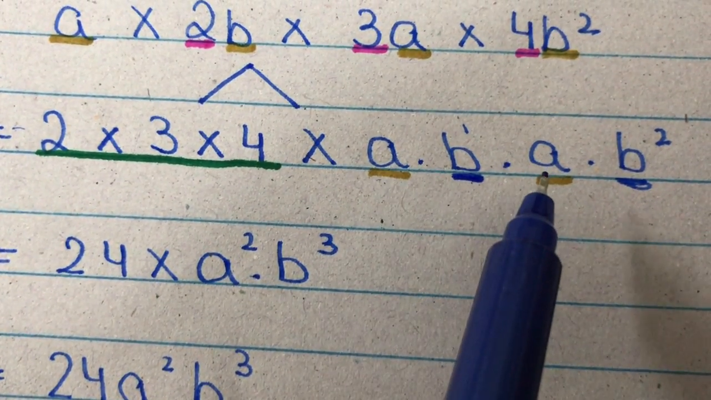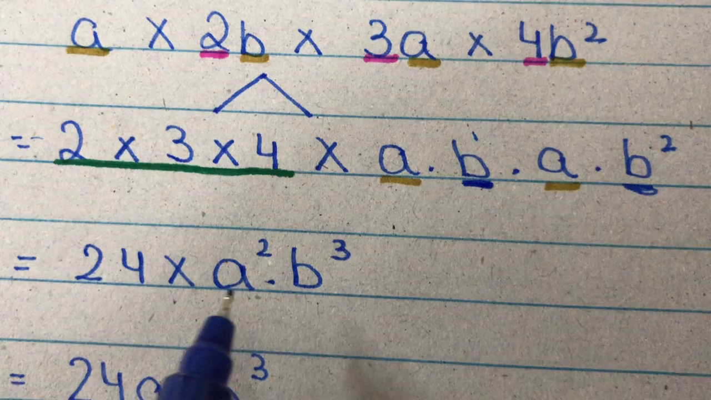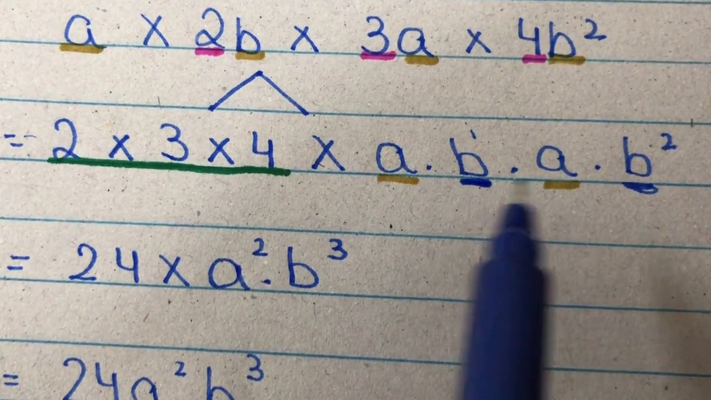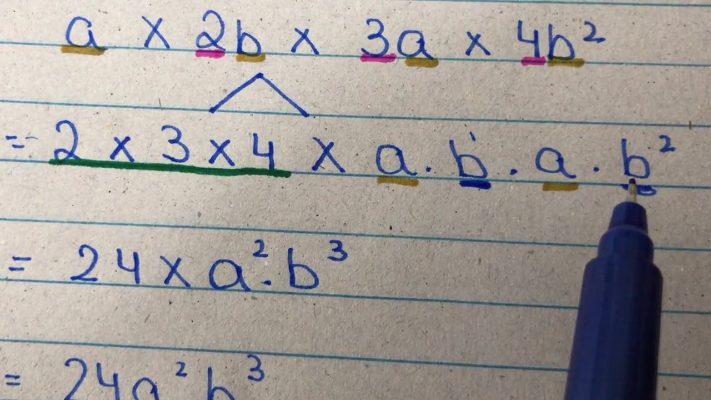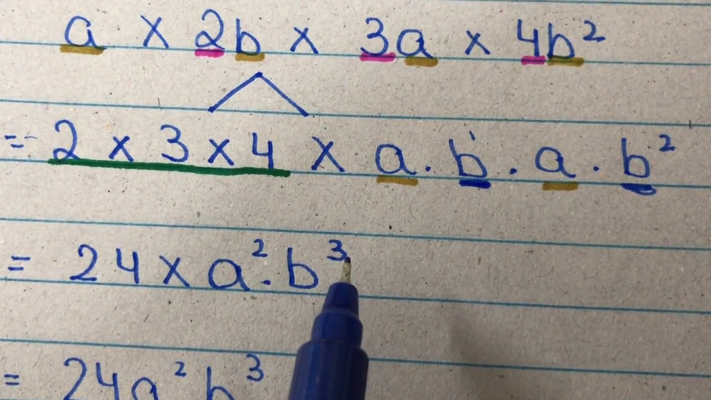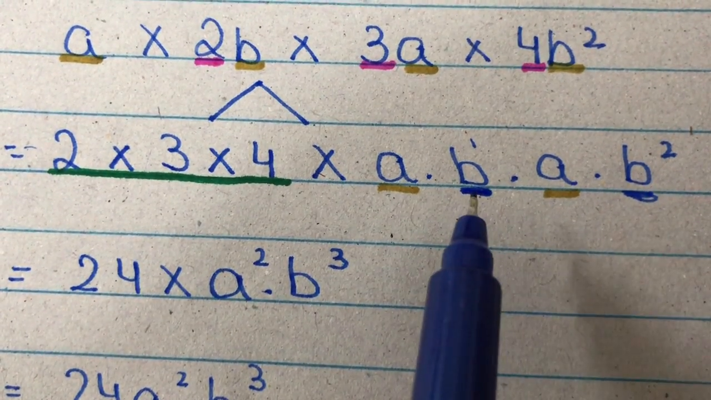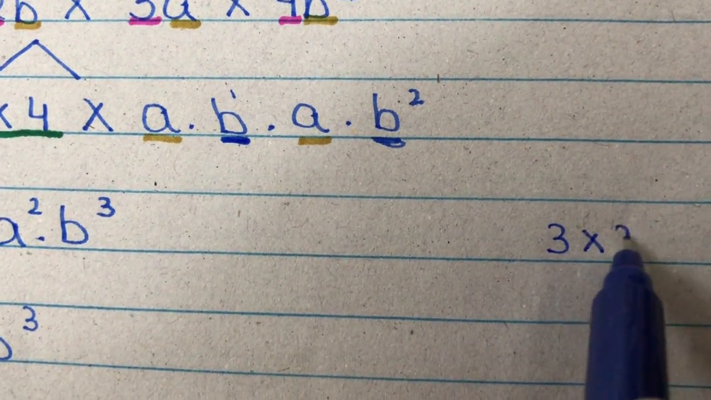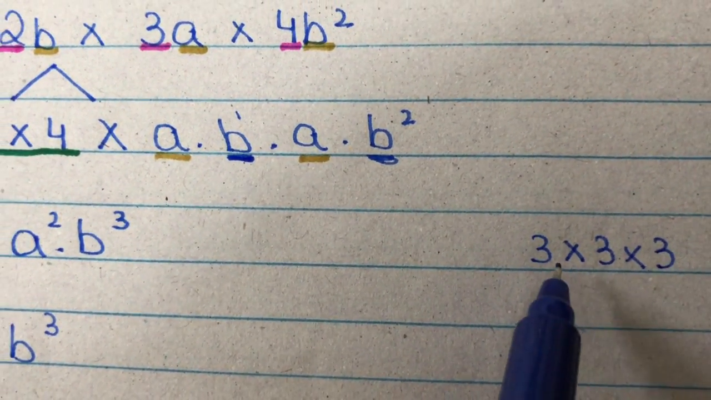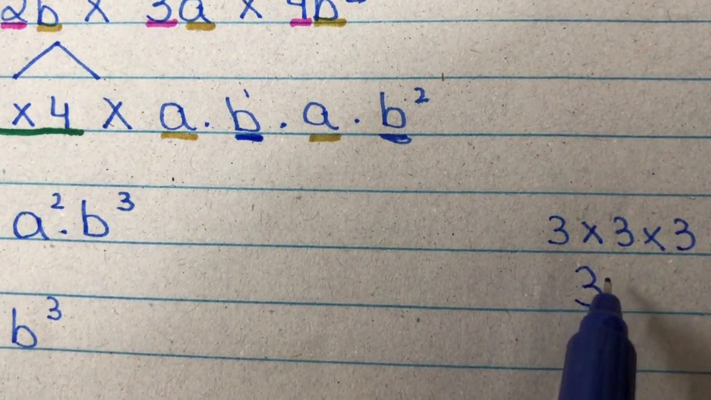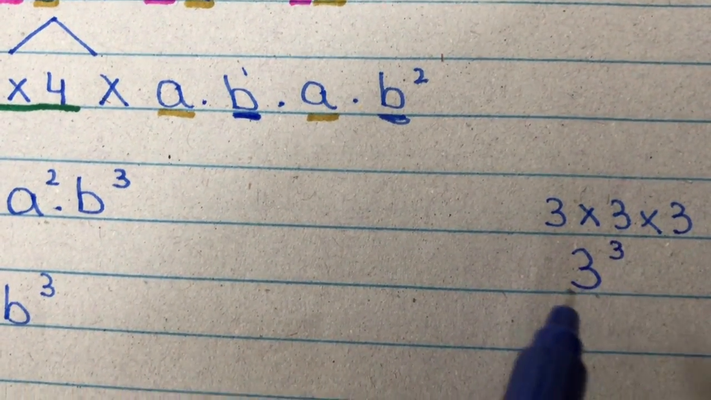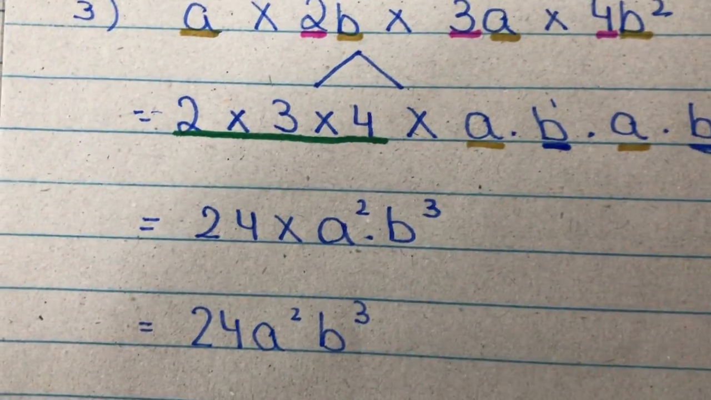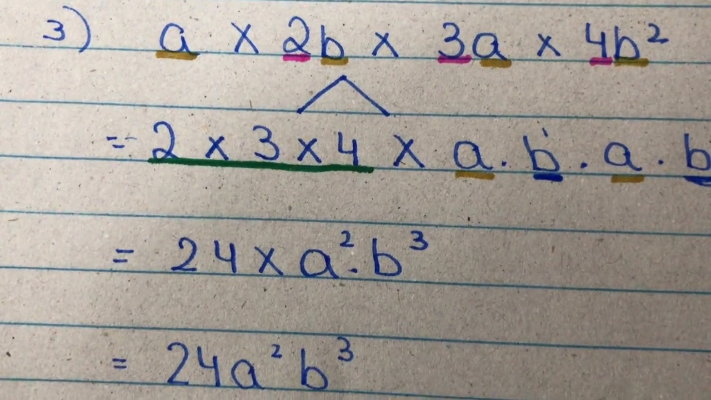A is 1 time, A is another time, so A is being multiplied 2 times, so A squared. This is B and B squared, so B is being multiplied 3 times, right? It's B times B over here times 1 more B. Just like we have 3 times 3 times 3. Okay, 3 is being multiplied 3 times, so we can also write it down as 3 cubed, which is 27, right? I hope you've understood this. Let's go on to the next one.